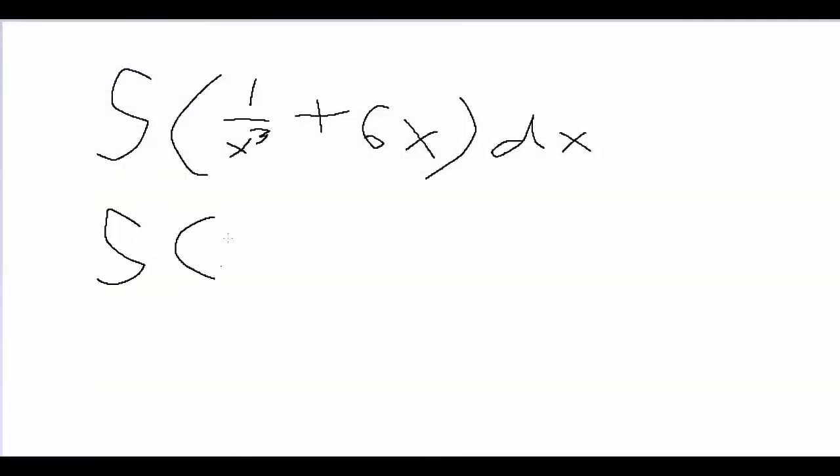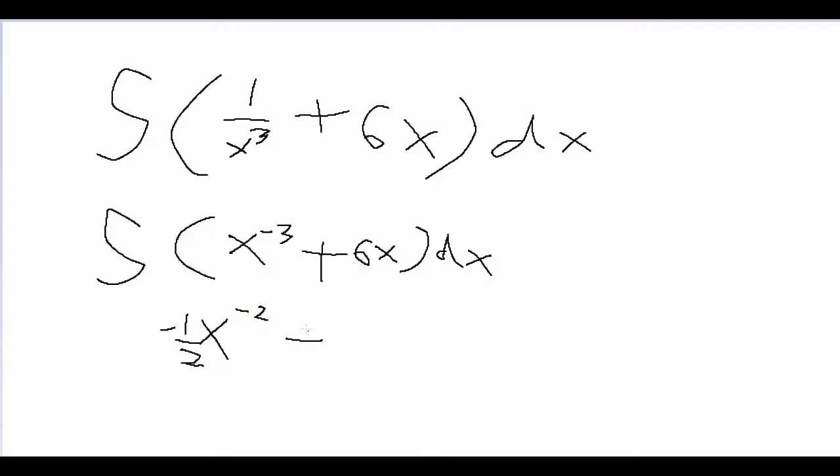Okay gang, so for the integral of 1 over x to the third plus 6x dx, what you would do is start off by removing the denominator for the 1 over x to the third and making it x to the negative third plus 6x dx. And then, once you do that, you would end up getting the integral of x to the negative third, which would end up being negative 1/2 x to the negative 2 plus 3x squared plus C.